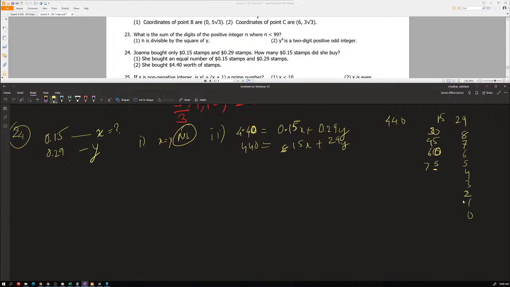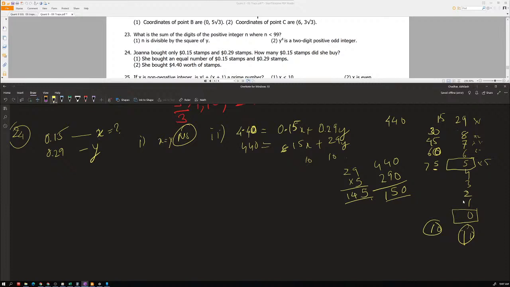So there are only two conditions where the 29 part could actually meet, when it ends in 5 or 0. So 29 into 1, into 2, into 3, into 4, and when it is into 5, which becomes 145. This is one condition. And when it is into 10, it is 290. Then we subtract it from 440, we get 150. So that means if we have 10 of these and 10 of these, basically x is equal to 10, y is equal to 10, we get this answer as 440.